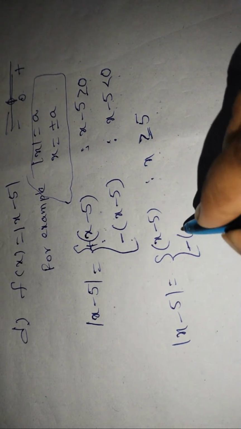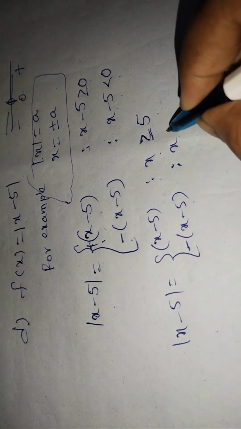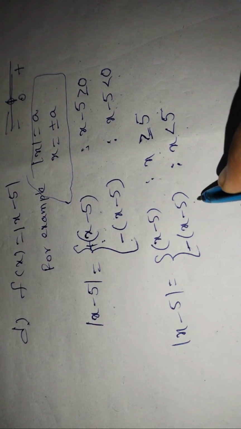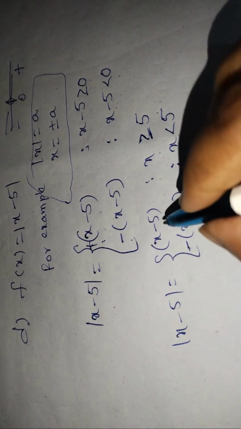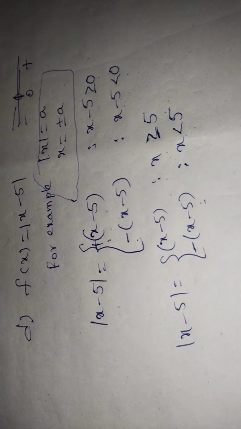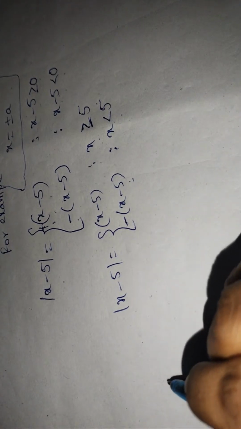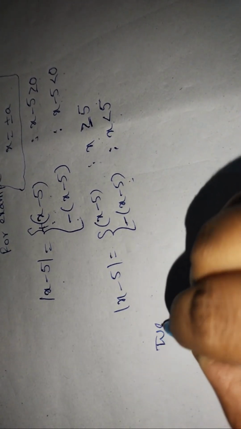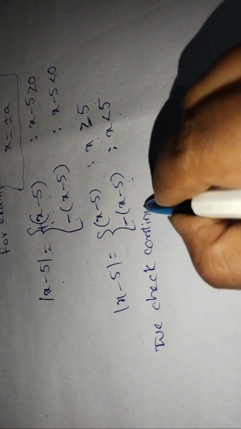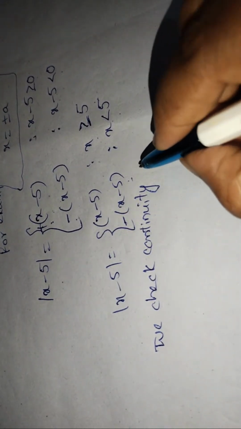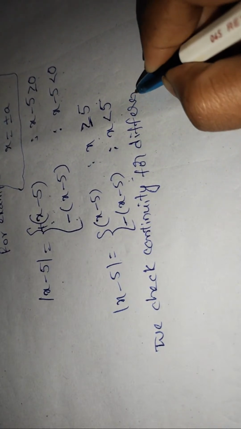And next, minus of x minus 5. I'll move this minus 5 to that side. Then x is less than 5. When it is less than 5, we will use this function. When it is equal or greater, we will use this case. I will write the cases one by one. Just carefully observe these cases. Here I have different values of x. So we need to check continuity for different values of x.